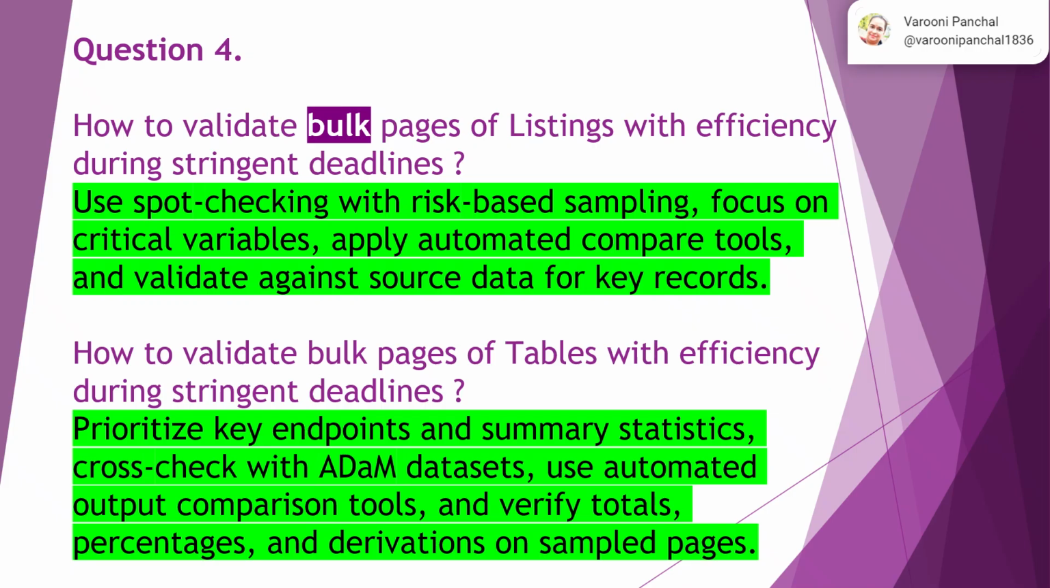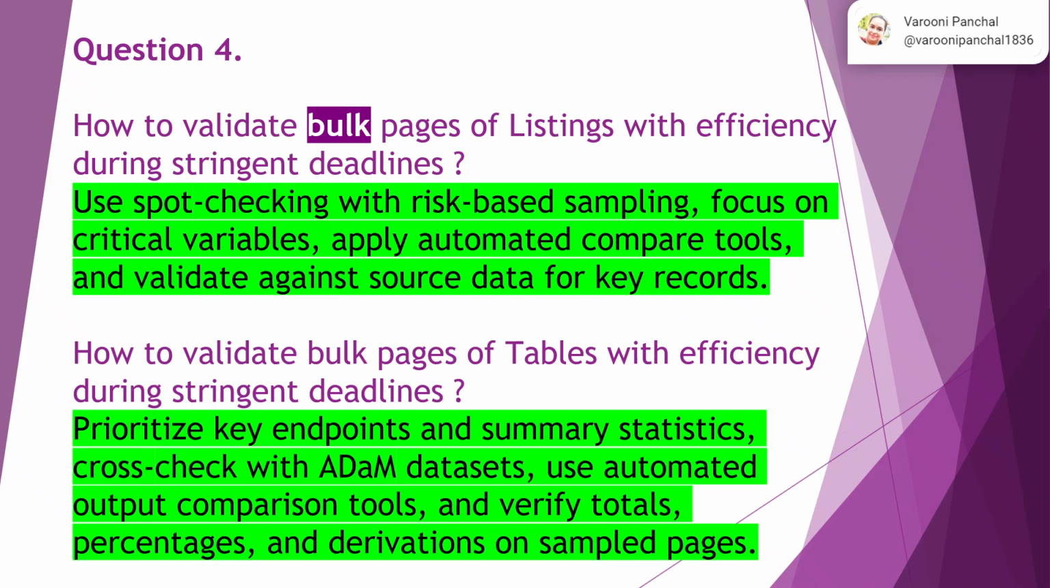Then you can check the summary statistics, that is n, mean, standard deviation. Then cross check with ADaM data sets. Just use automated output comparison tools. You can verify totals, like say totals should match the row total, column total. If you are presenting percentages, you can randomly check if it is working in one column or one row, then it needs to match in the other rows.